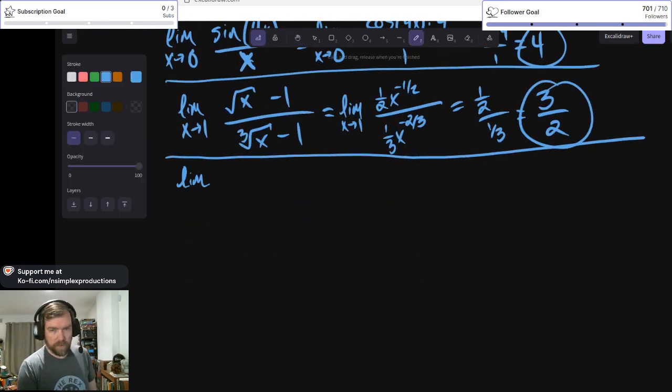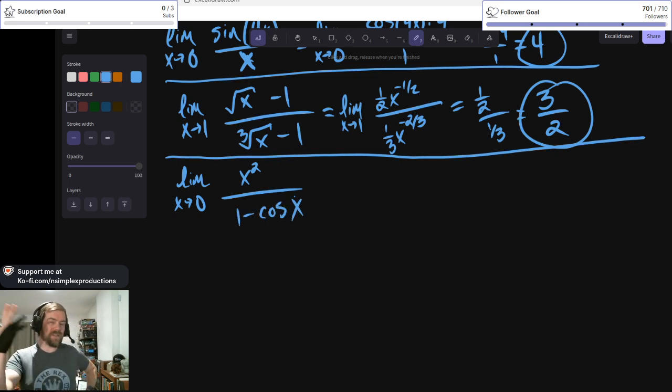Next one. Limit as x goes to 0 of x squared over 1 minus cosine of x. Again, same deal, 0 divided by 1 minus cosine of 0. Cosine of 0 is 1, so 1 minus 1 is 0. 0 over 0 is indeterminate.